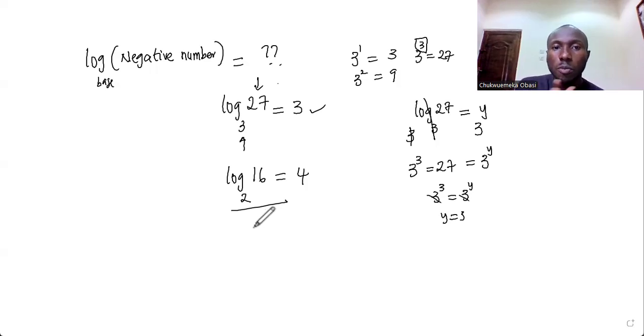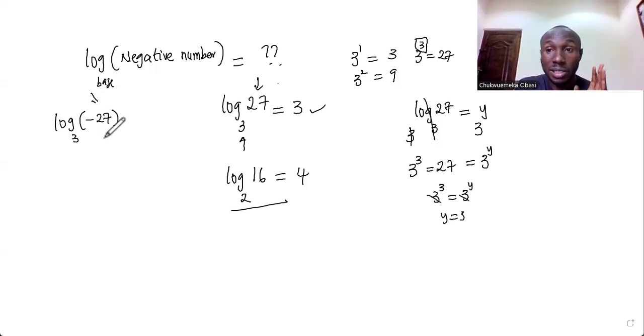So let us quickly move over to a negative input. For example, if I have log minus 27 base 3. So remember, I want to know if it's possible to get a logarithm of a negative number. So this right here is a negative number. This is a clear example. Let's see if it's possible.